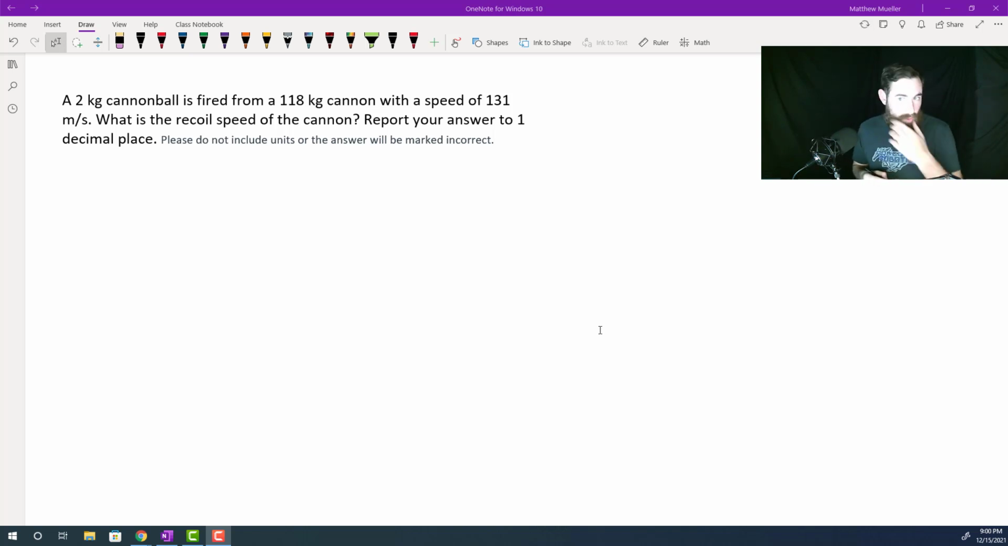We're shooting a cannon from our ship here. We got a 2 kilogram cannonball. It's fired from a 118 kilogram cannon at a speed of 131 meters per second. What's the recoil speed of the cannon? So again, we're using momentum here.